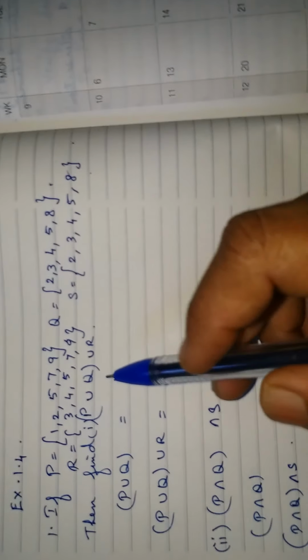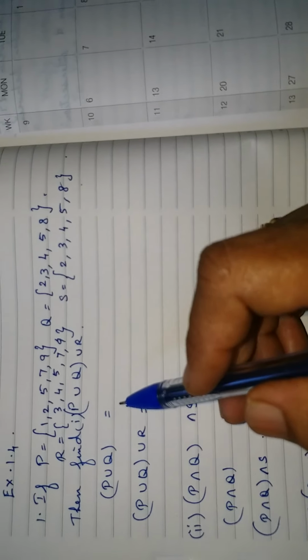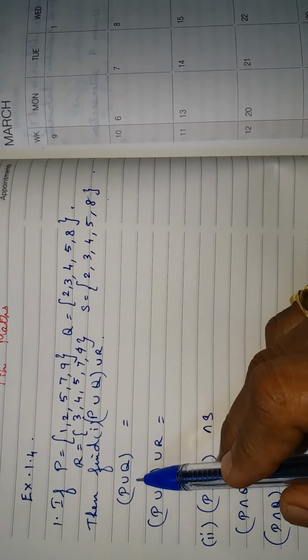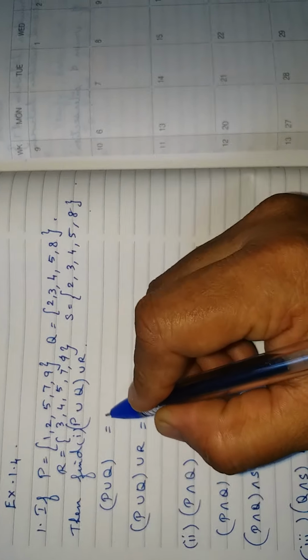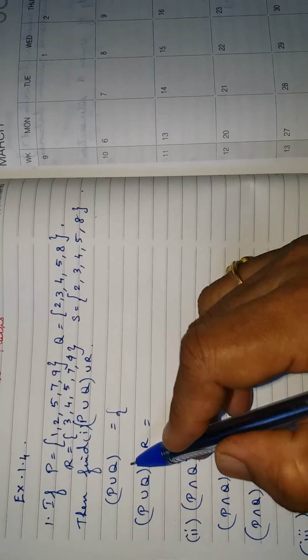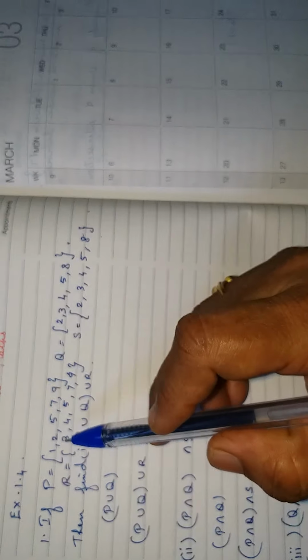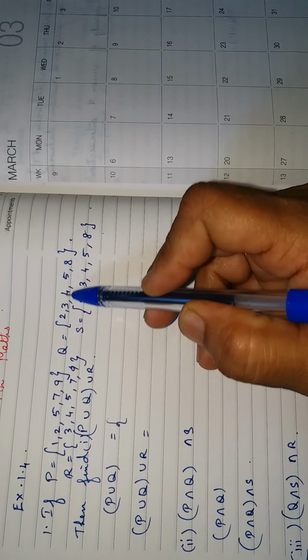First you will be given preference for the values which are within the bracket. So the first step is finding out what is P union Q, which is given inside the bracket. You know union means all the elements of P and Q without repetition. So see the values of P and Q. Here you have 1, 2, 5, 7, 9, 2, 3, 4, 5, 8.